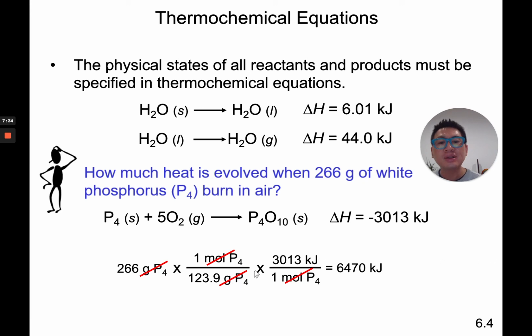Now, why didn't I include the negative? You can, but the question is how much heat is given off? Negative means it gives off heat. I already know it's giving off heat. Okay, the negative is more like a direction. I know it's going out. The question is just how much. So you can almost say the absolute value of it. But it's 6470 kilojoules of heat to 3 sig figs.